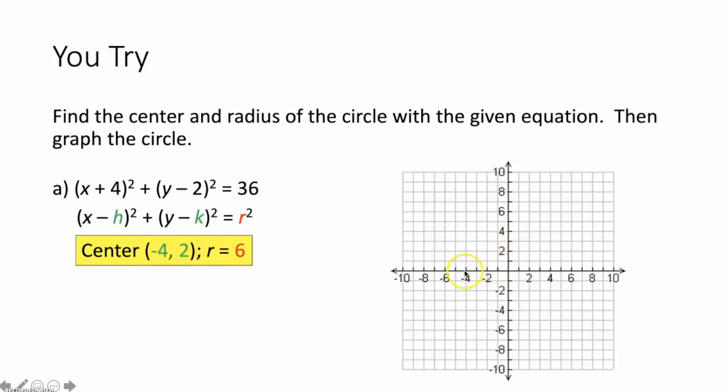So we go over negative 4 on the x-axis, up 2 on the y-axis, put a point. We then are going to draw our radius. So our radius is 6 units. So we're going to go 6 units to the right. And now we go 6 units up, 6 units down, 6 units to the left. We trace our circle, and we have successfully graphed the equation of this circle in the coordinate plane.